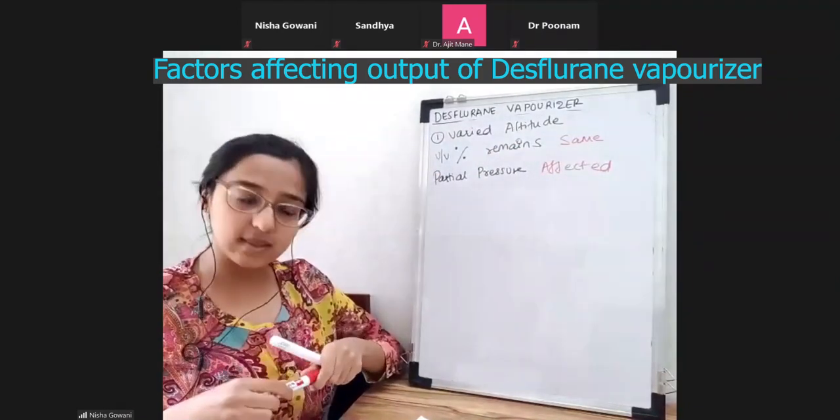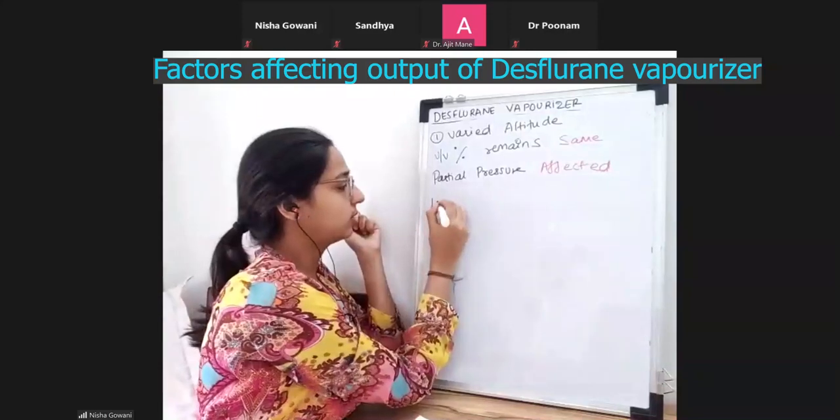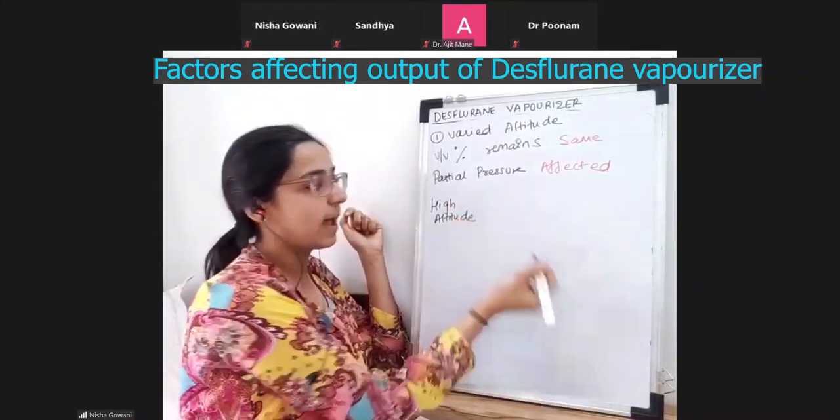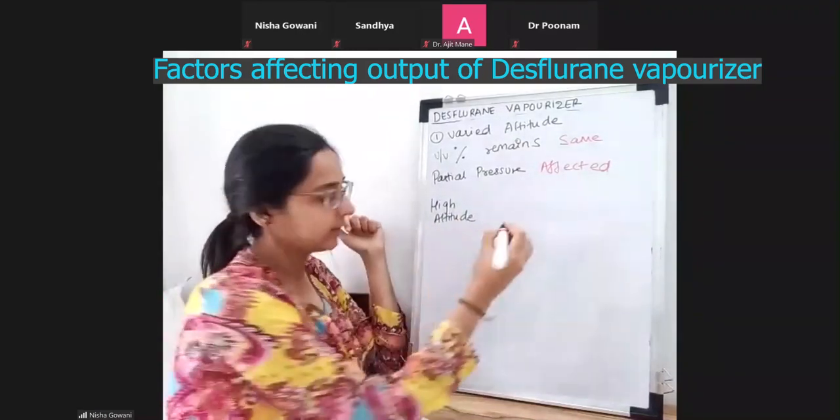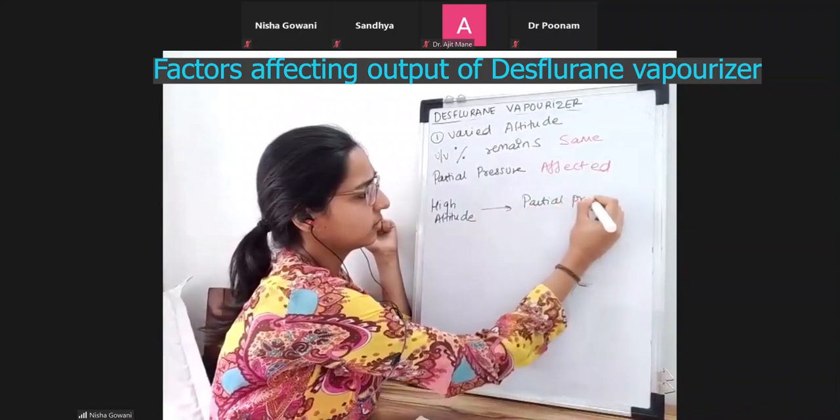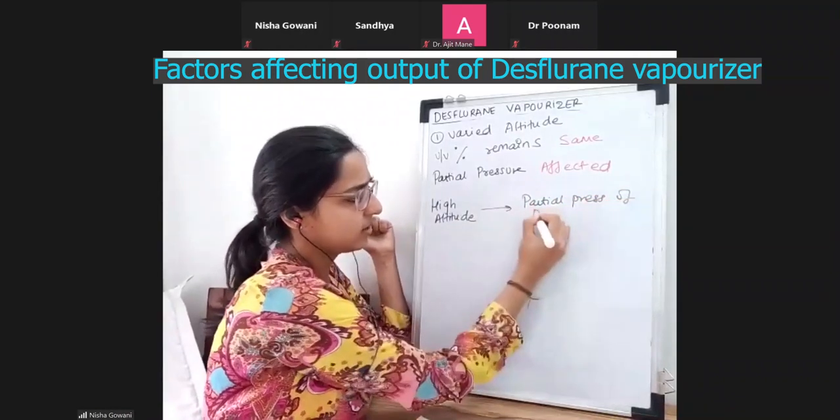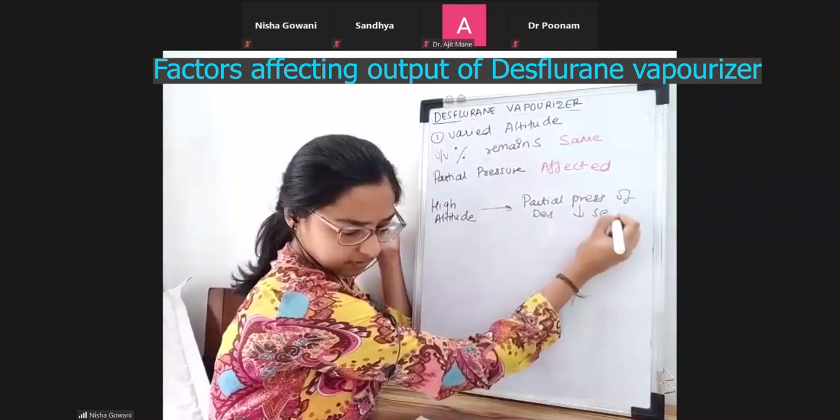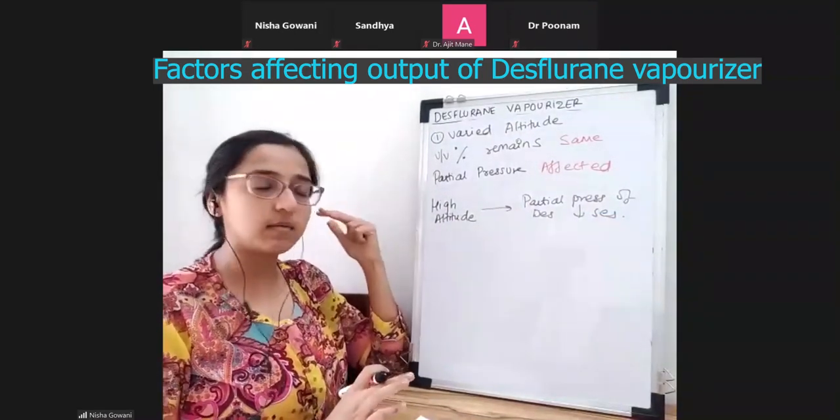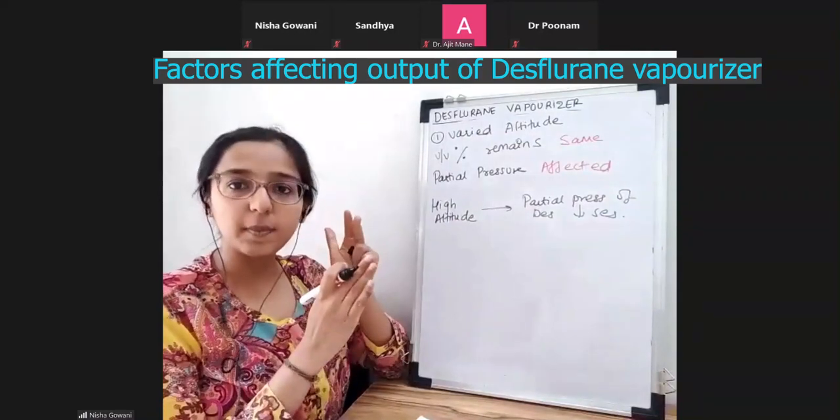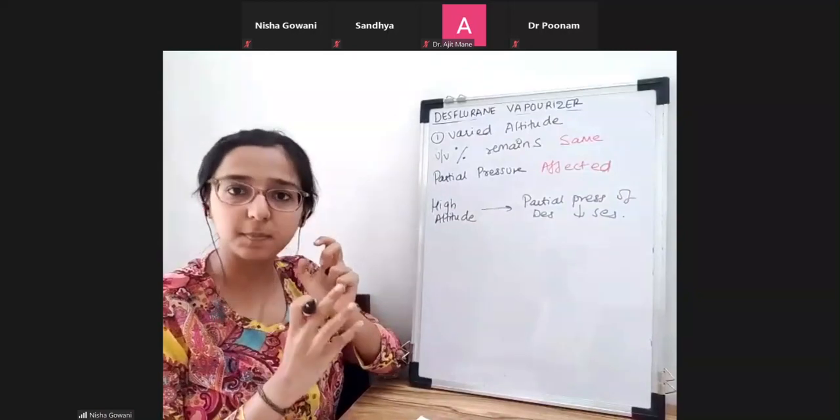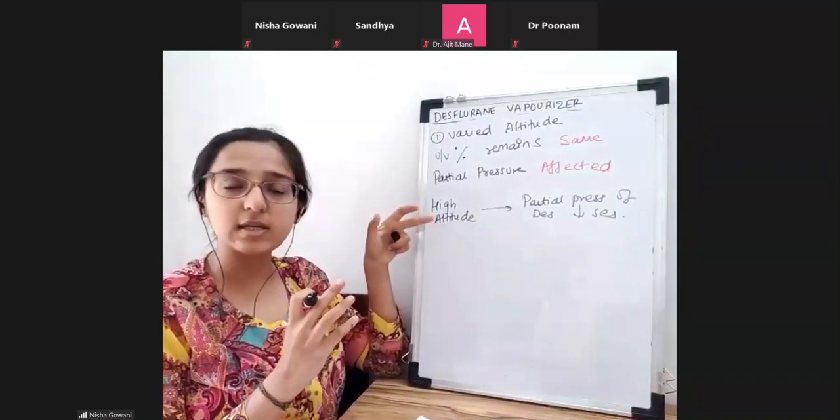So what they noted is that at high altitude, which means the ambient pressures are low, the partial pressure of desflurane decreases. Now, if the partial pressure decreases, you know our main concept is what? Partial pressures, right? We don't depend on volume percent. Our main understanding is with partial pressures. So the partial pressure has reduced.